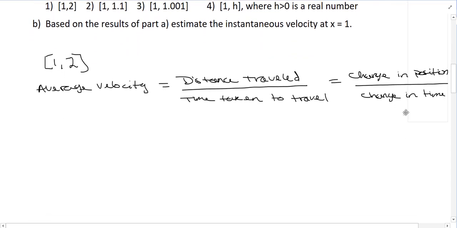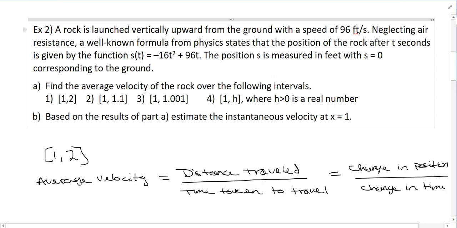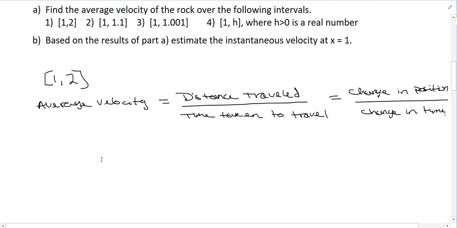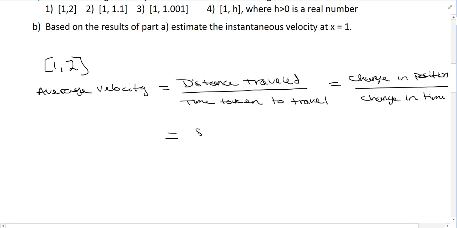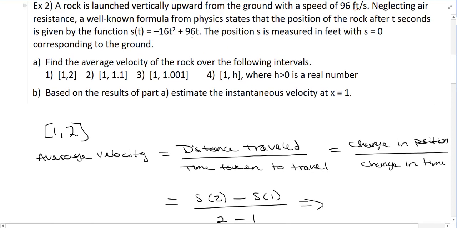So the change in position is given by, well, this is our position function. So what's going to be the change in position between 1 and 2 seconds? So that means that the average velocity is going to be s of 2 minus s of 1 divided by 2 minus 1. And so let's figure out what that is. And so why is this? So let's look at the graph of that function, minus 16t squared plus 96t. So this is going to be a parabola that opens downward, right? Because of the negative there, that's going to make the parabola open downward.